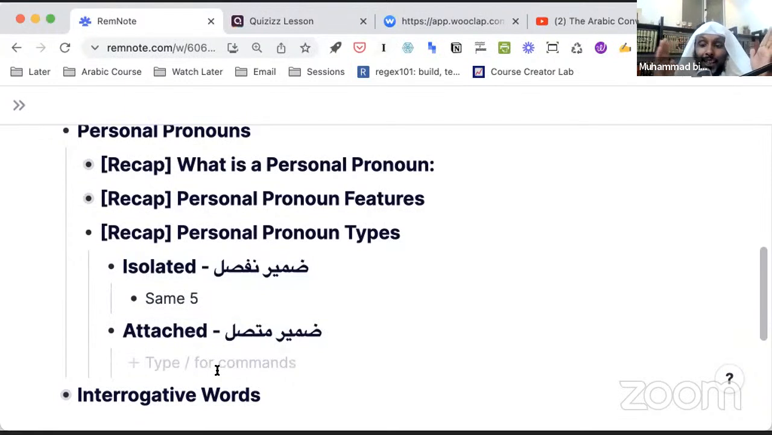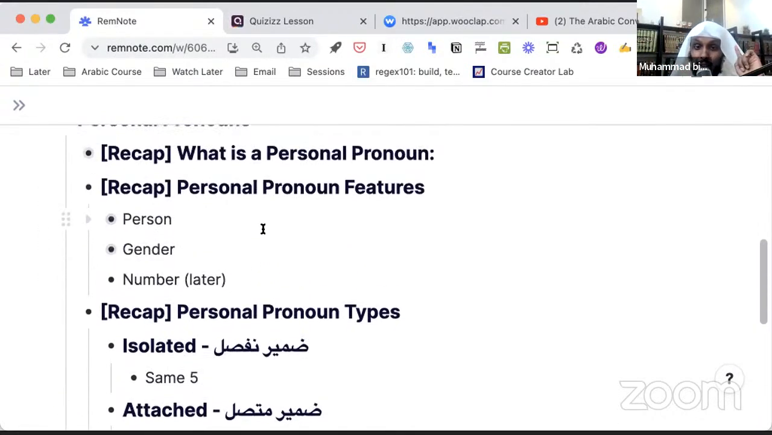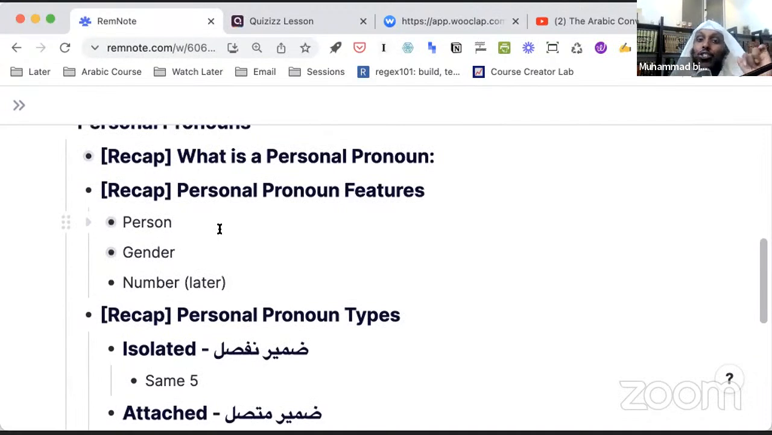We have ana and the ya al-mutakallim. Okay? We have the anta and the ka. The anti and the ki. And we have the huwa and the hu. And the hiya and the ha. So now we have the full set of personal pronouns for the singular. We haven't done the plural yet. We do that later. So far, it's all about person and gender.